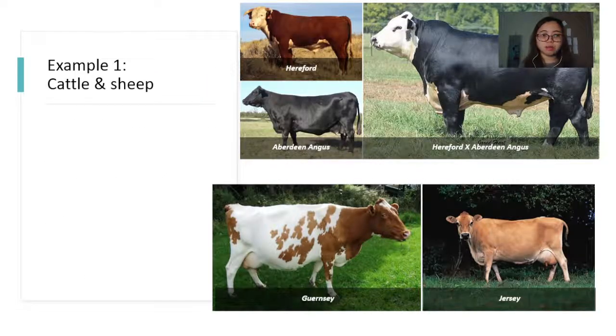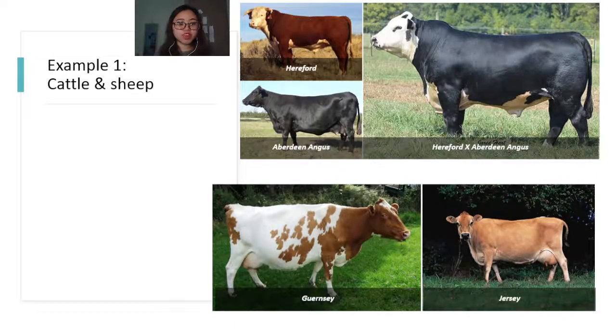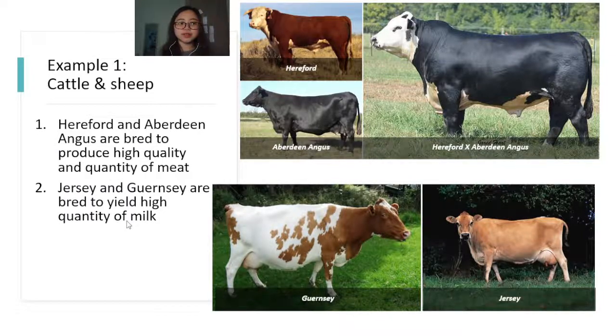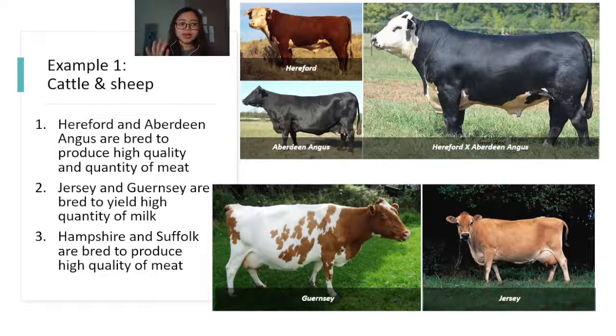So we'll have a few examples here. I have some examples of cattle and sheep. So we have the Hereford and Aberdeen Angus, which are bred to produce high quality and high quantity of meat. You can have the Hereford and Aberdeen and you crossbreed them to produce this hybrid breed. You could also breed cattle that are able to give higher quantity of milk. So the Jersey and the Guernsey cows are bred to yield that high quantity of milk. And one thing I didn't have the pictures for here are the Hampshire and Suffolk sheep, which are bred to produce high quality meat, specifically mutton.